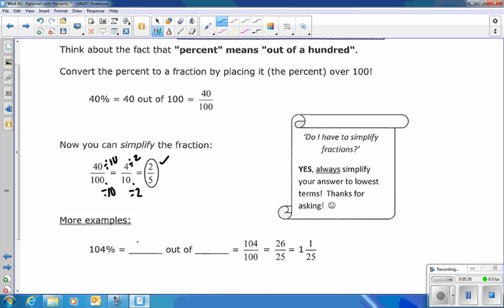104% is 104 out of 100. So we're going to put that over 100, and then we're going to start reducing. So both of these can be divided by 4, which gives me 26 over 25. I'm not allowed to have improper fractions this year, so 25 goes into 26 one time with 1 left over.